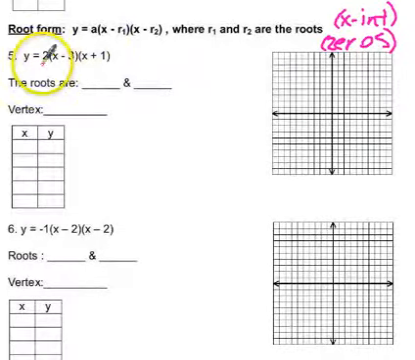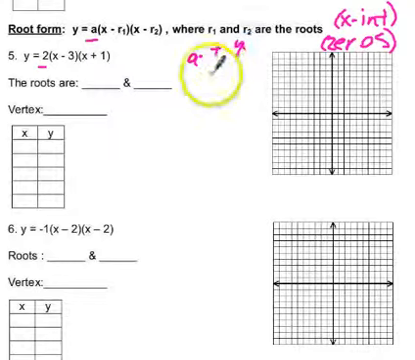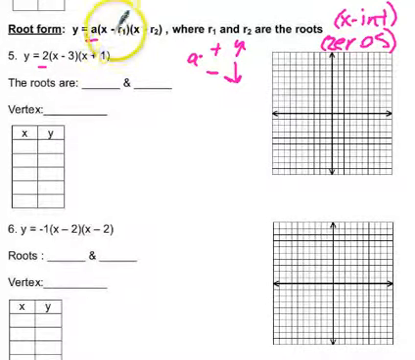Now, the A here still works the same. No changes there. So if A is positive, it points up. If A is negative, it points down. But here we have these roots. Now remember how we talked about in the other form that if there's a minus in the original format, then you're going to do the opposite there. So again, you're going to do the opposite of whatever it says. Okay?